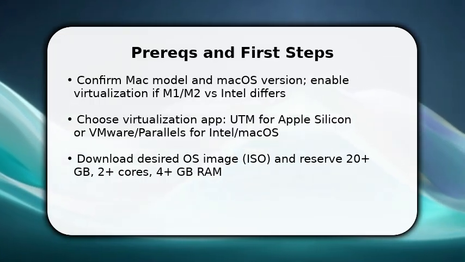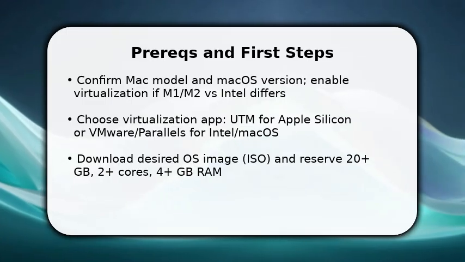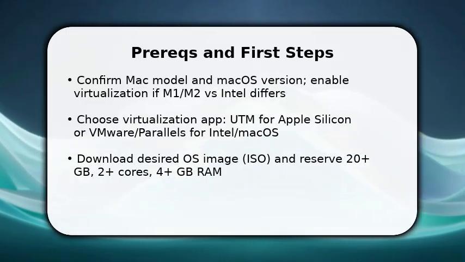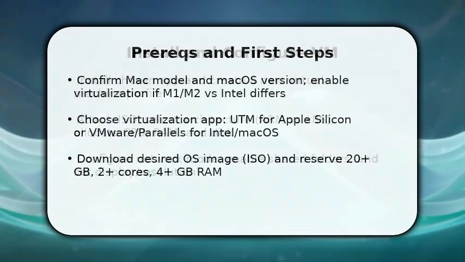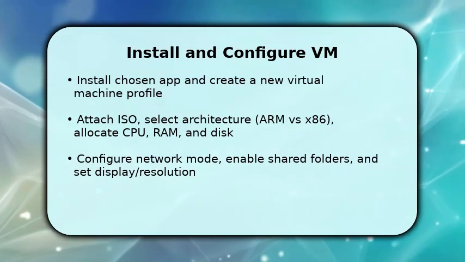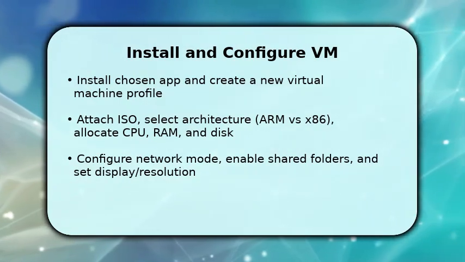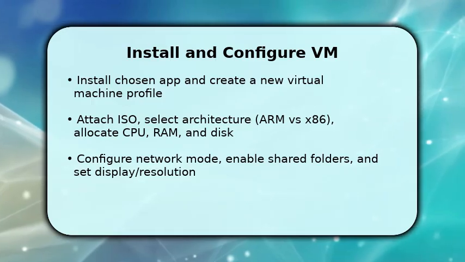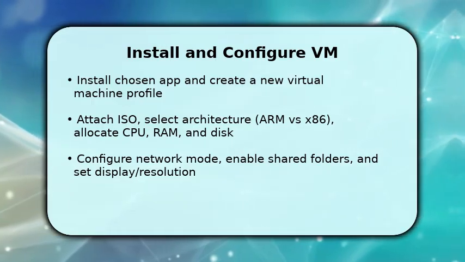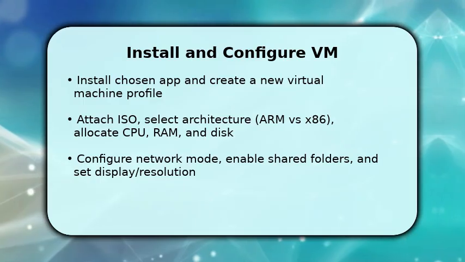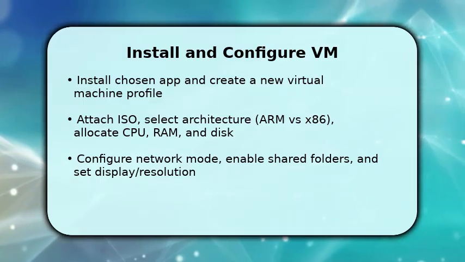Make sure you have admin rights and enough disk space, and keep your Mac plugged in while you configure the virtual machine for the next step. You now install and run the virtualization app you chose, open the new VM wizard and pick the correct architecture: ARM for Apple Silicon, x86 for Intel. Then attach the ISO and allocate resources.